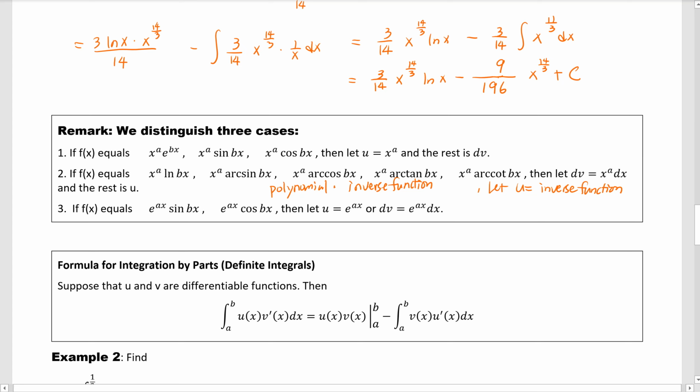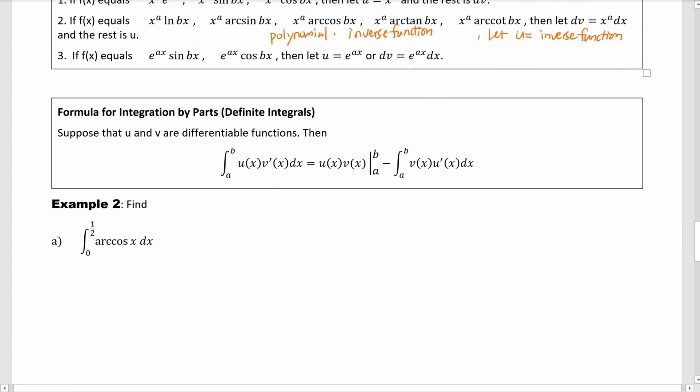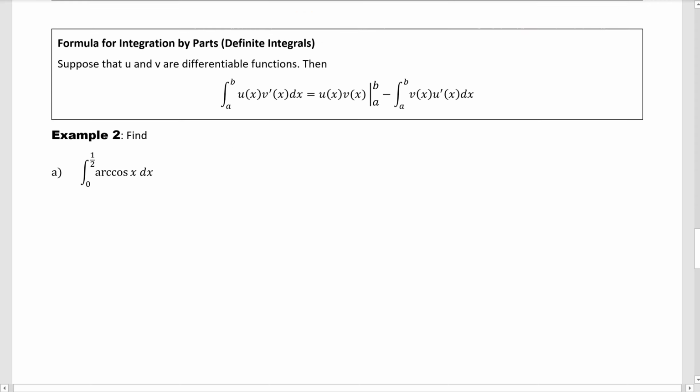Okay, so next, definite integrals. When we have a definite integral, just find the indefinite integral and then plug in the bounds. Use the fundamental theorem of calculus: find the antiderivative and then plug in the bounds. So let's look at example 2.